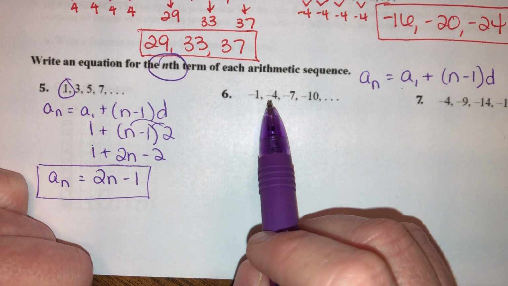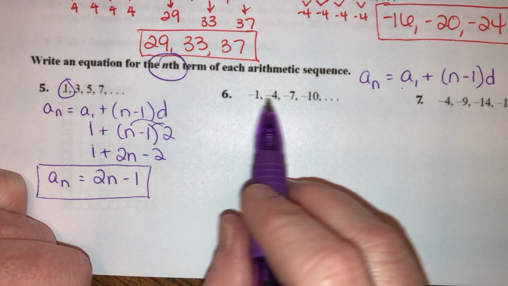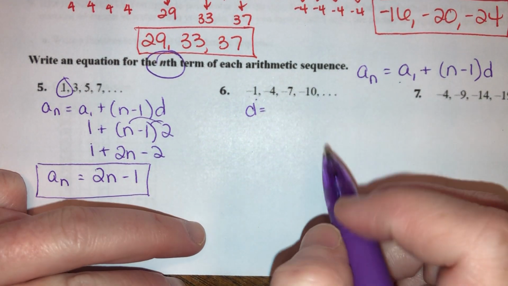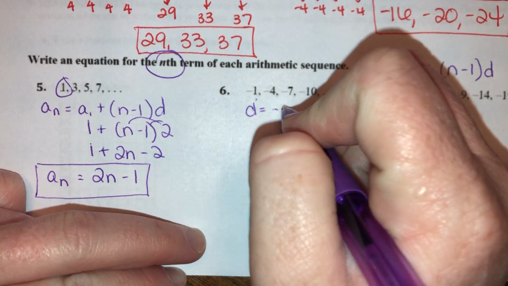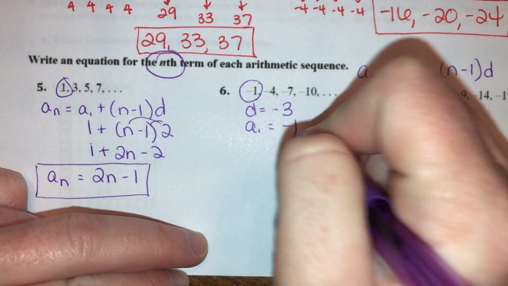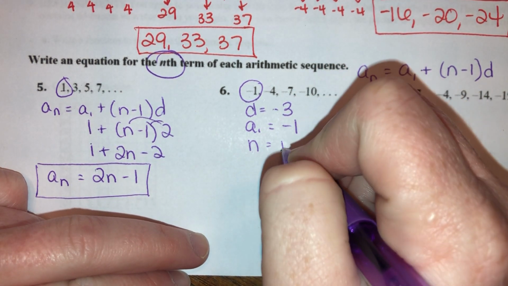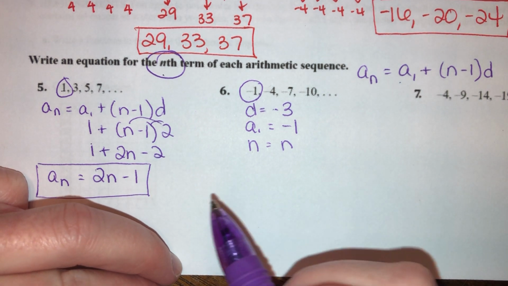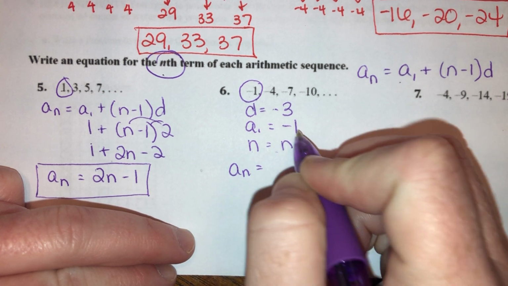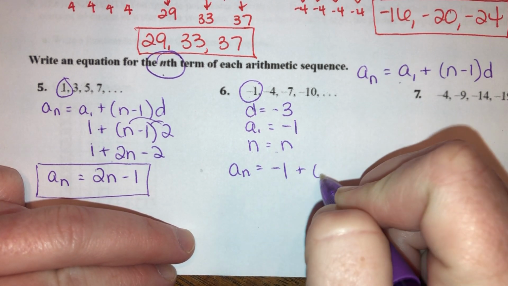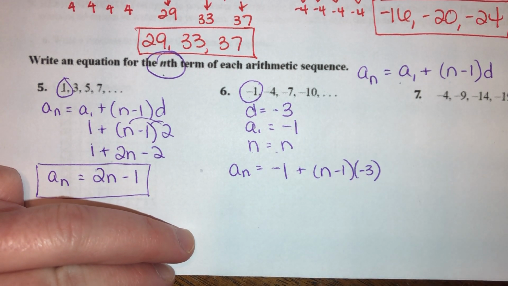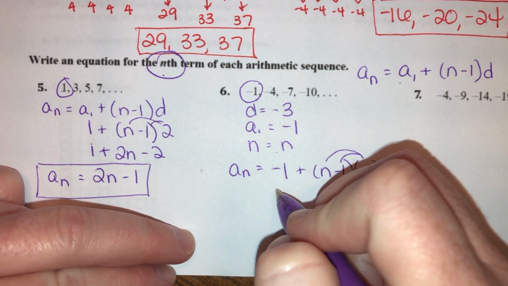All right, number 6. -1, -4, -7, -10. From -1 to -4, I subtracted 3. And -4 to -7, I subtracted 3, subtracted 3 again. So my common difference is -3. The first number in my sequence, my a1, is -1. And then n, I don't know what n is here. It asked me to find the nth term, so that stays n. So I'm going to plug this into my equation, right? a sub n equals a1 plus n minus 1 times the common difference, which is -3.